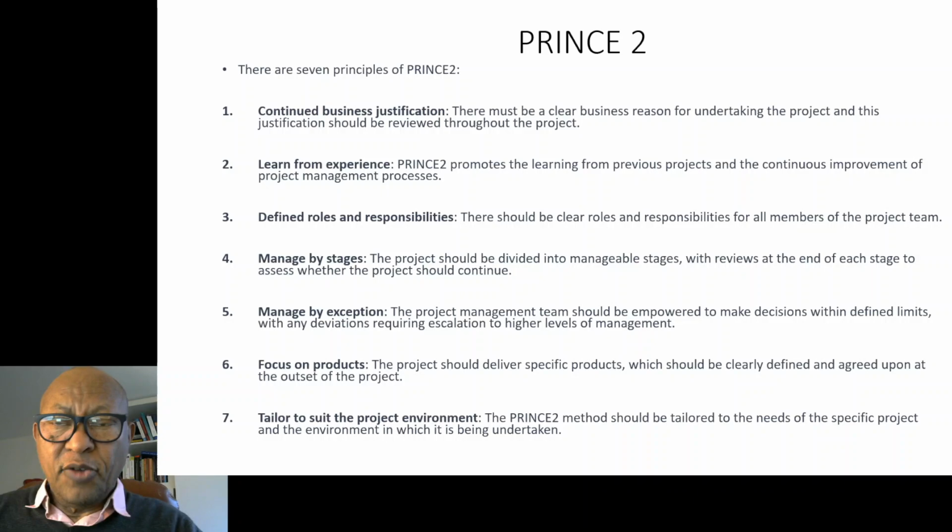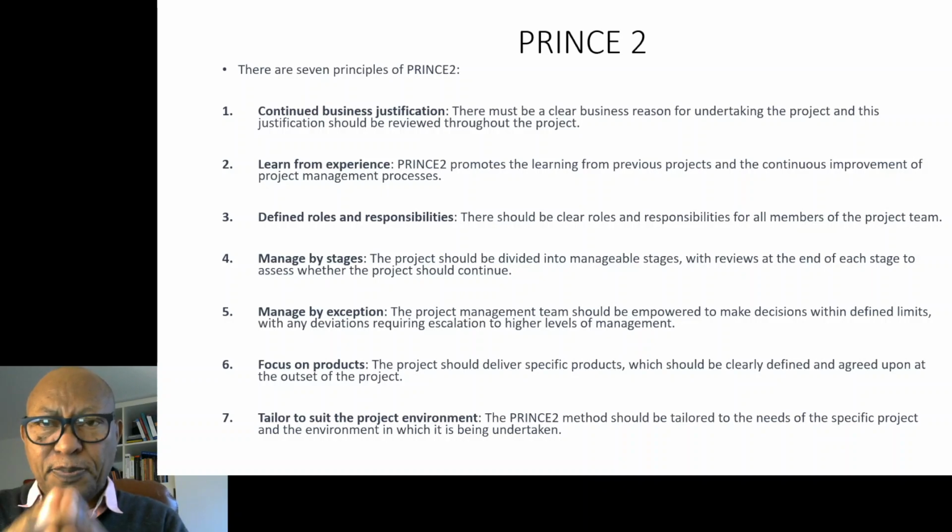It is focused on products. What it means is the purpose of it is the production of that product or services, so it has to focus on producing the product or the services as defined at the first stages. The next one is that there are always big projects and small projects, and Prince 2 gives you the ability to manage irrespective of the size of the project. The project management environment can be tailored to fit small or large projects.